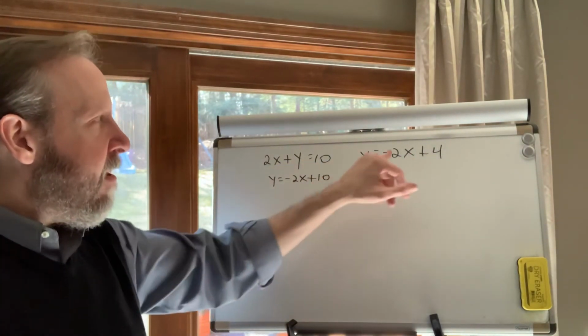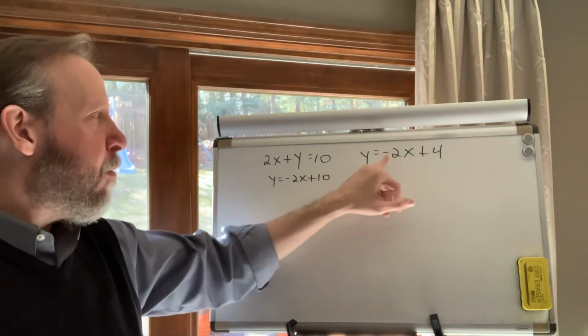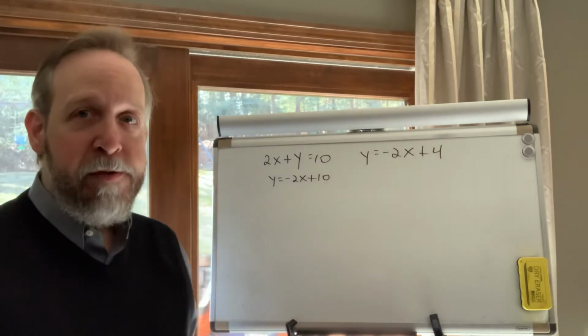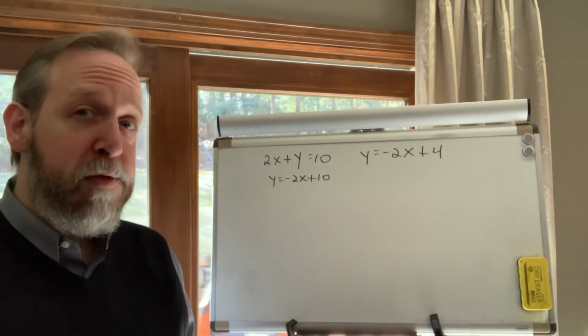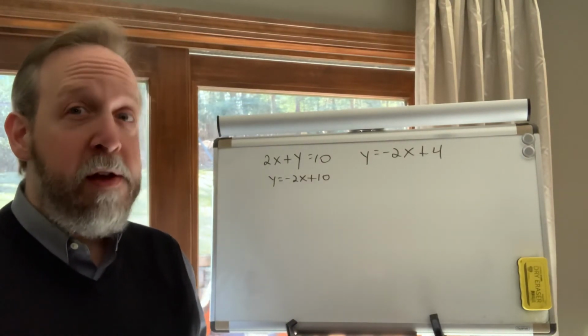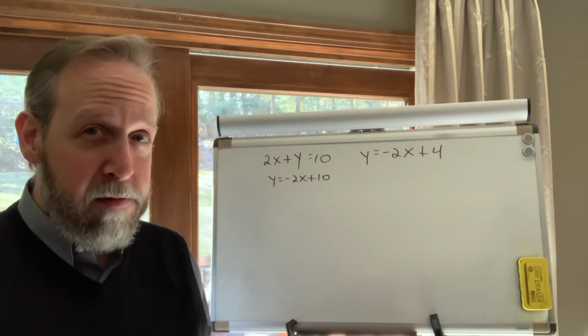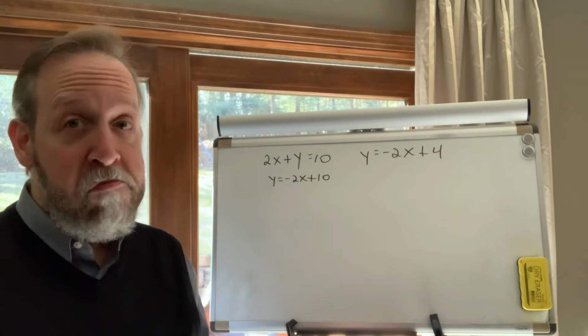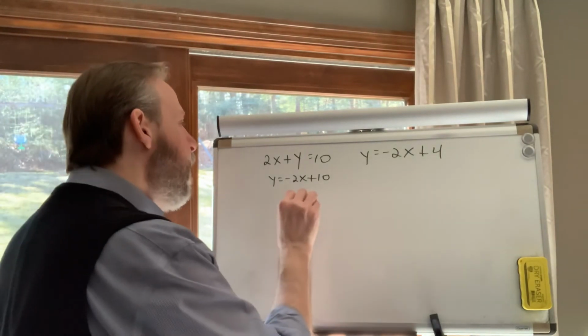I can see that they have the same slope. I can see that they have different y-intercepts. What does it mean when they have the same slope but different y-intercepts? That's right, they're parallel. Parallel lines will never cross. Can you solve it mathematically? Sure, let's keep going. Set them equal to each other.